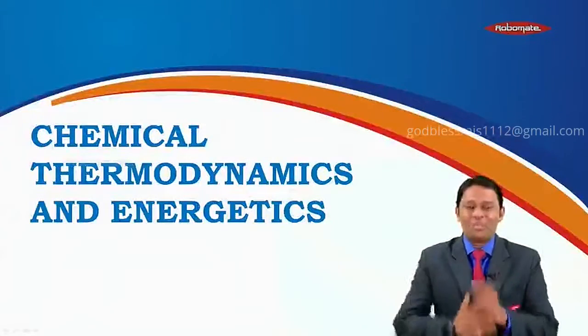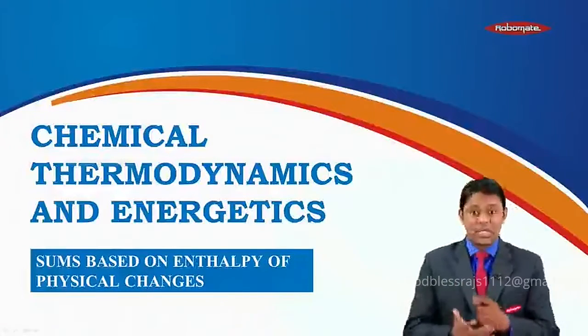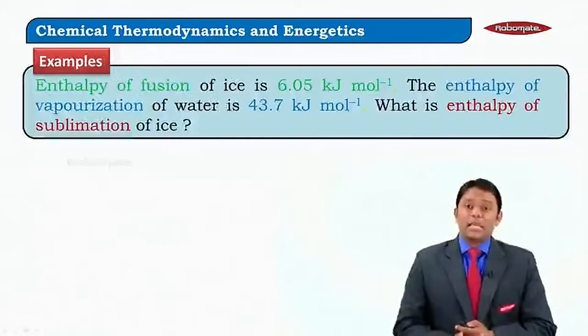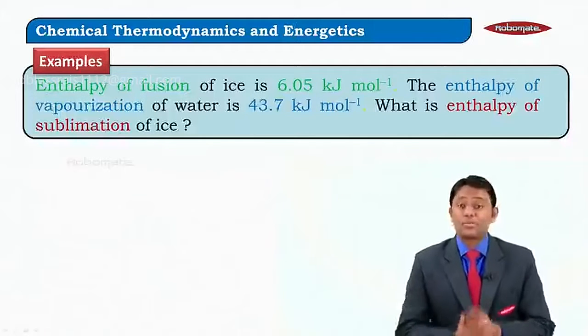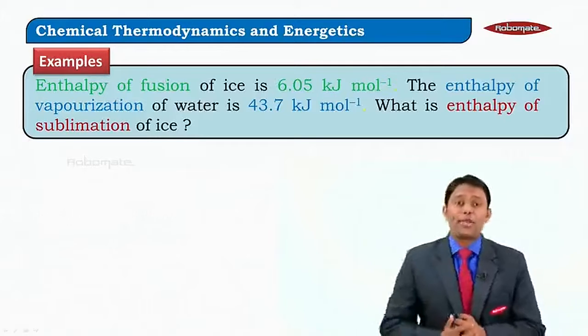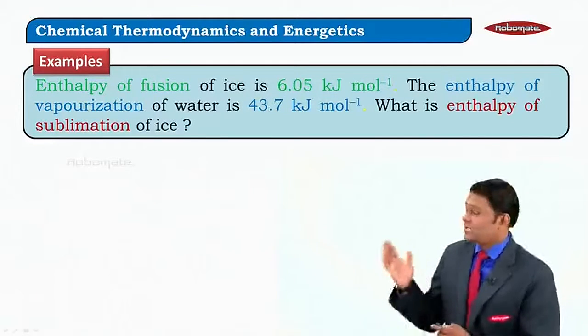Hello and welcome back students to the next module where we are still doing the sums based on enthalpy of physical changes. Let's take the sum. The sum says the enthalpy of fusion of ice is 6.05 kilojoule per mole. The enthalpy of vaporization of water is 43.7 kilojoule per mole. What is the enthalpy of sublimation of ice?